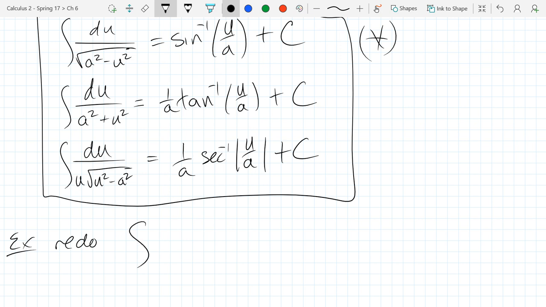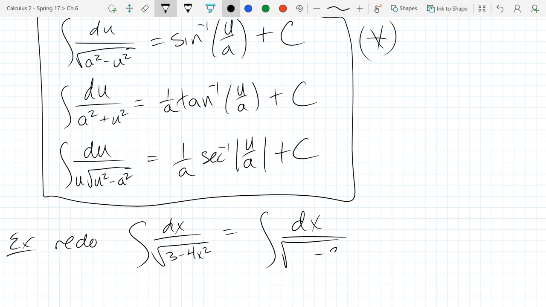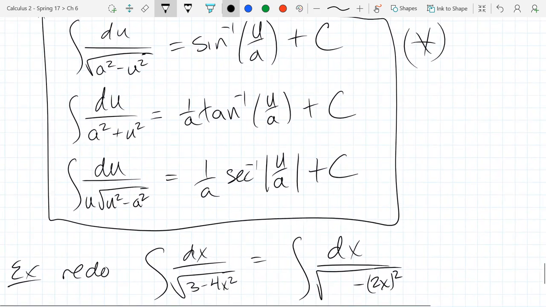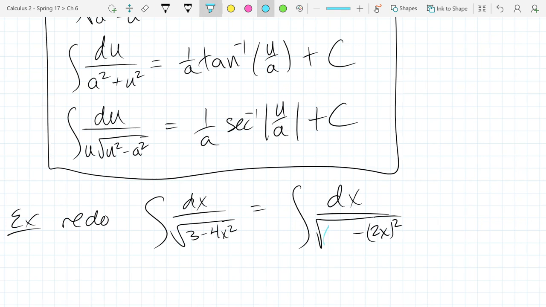So we're going to redo the integral dx over square root 3 minus 4x squared. So first thing we need to do is write negative 4x squared as negative 2x whole thing squared. Now, if I leave this as 3, this won't be in the right form, because the form I'm trying to go for is not just a, but a squared. So how do I write 3 as something squared? It'll be the square root of 3 squared like that.